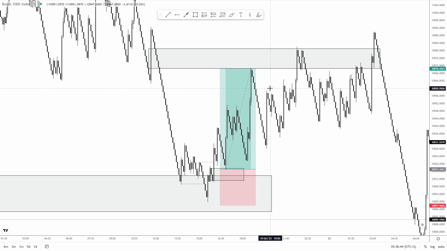Awesome. So this is how I analyze the boom and crash markets, exactly like you will analyze the normal markets. Nothing changes. The only big change that I do is I don't trade crash and then I buy, and I don't trade boom and then I sell. I trade boom and I buy, crash and I sell.